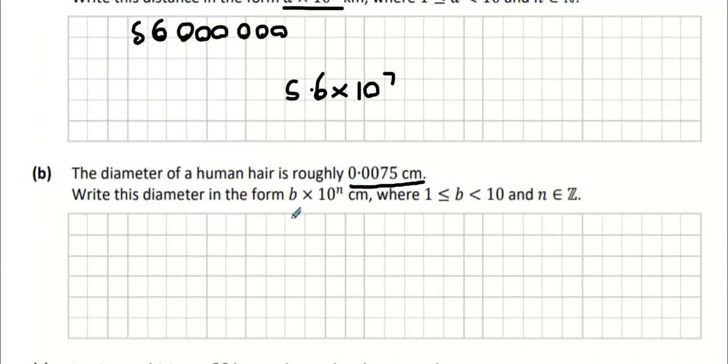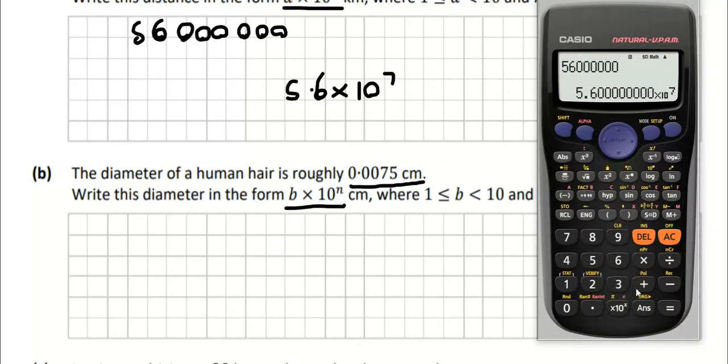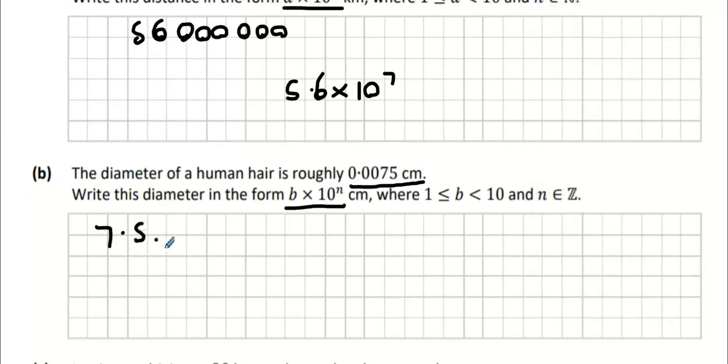Okay, the diameter of a human hair is roughly this much in centimeters. Write this diameter in the form of b by 10 to the power of n. Okay, once again, your scientific calculator can do this for you. 0.0075. Okay, and it says 7.5 by 10 to the power of minus 3.